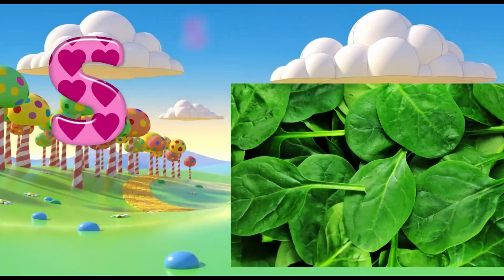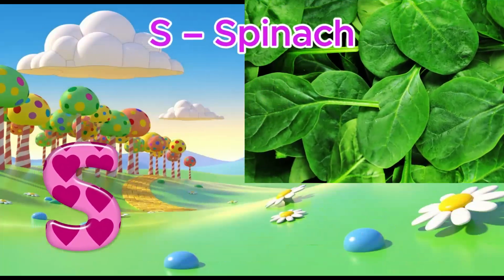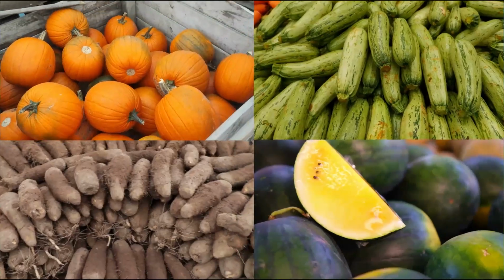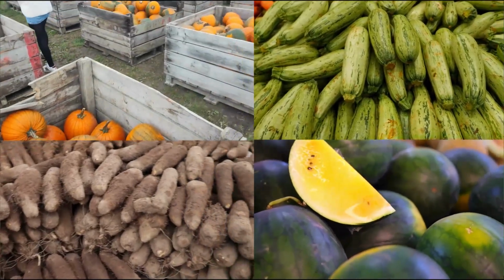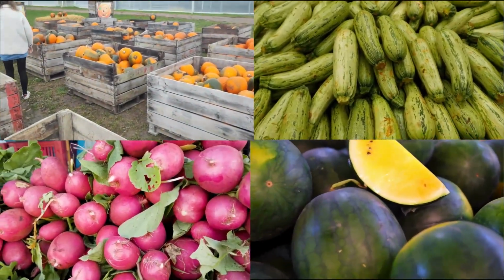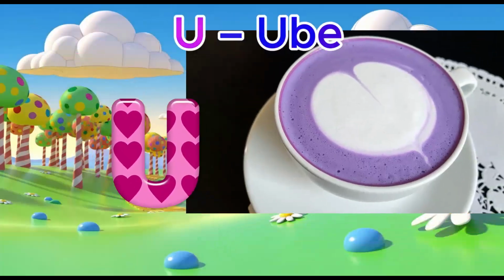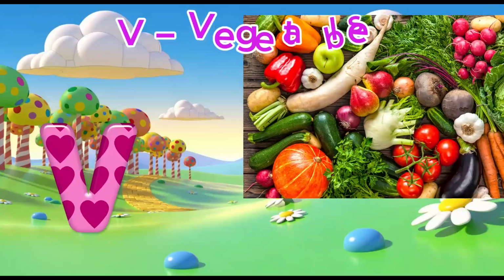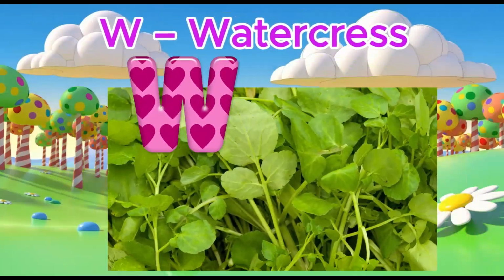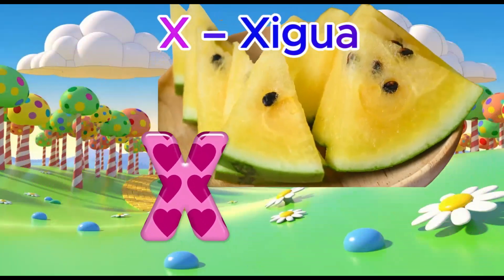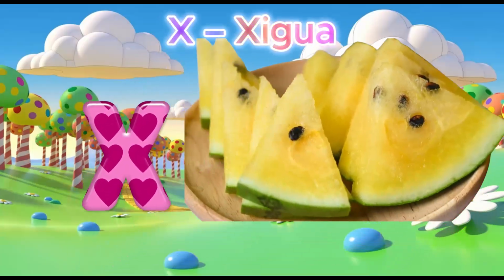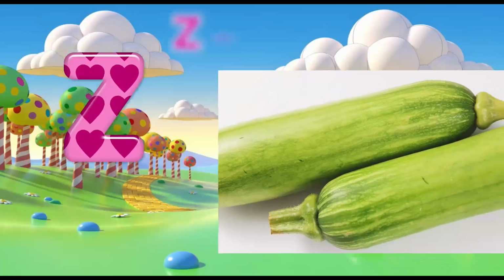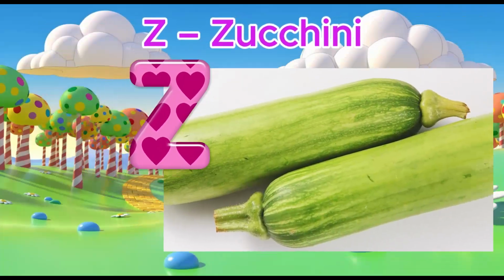Crunchy treat. S is for spinach, makes you strong. T is for tomato, juicy and yum. U is for ube, purple delight. V is for veggies, colorful and bright. W is for watercress, tiny and green. X is for xigua, a veg rarely seen. Y is for yam, soft and sweet. Z is for zucchini, fun to eat.